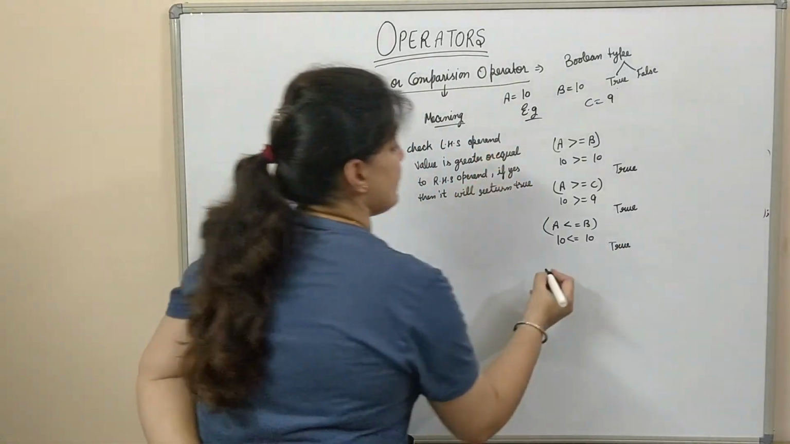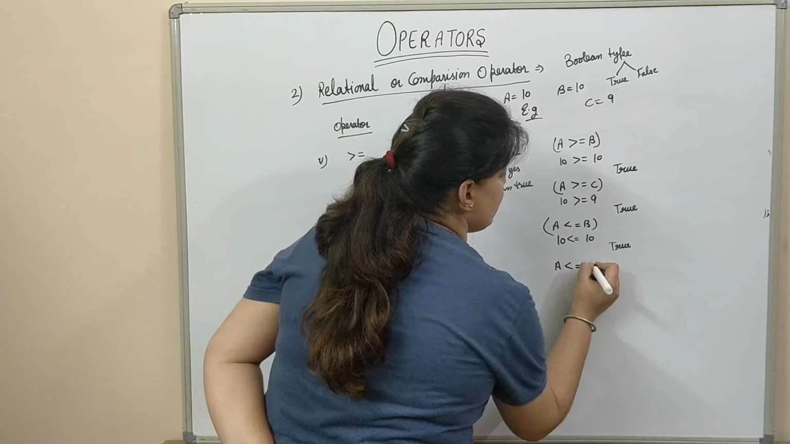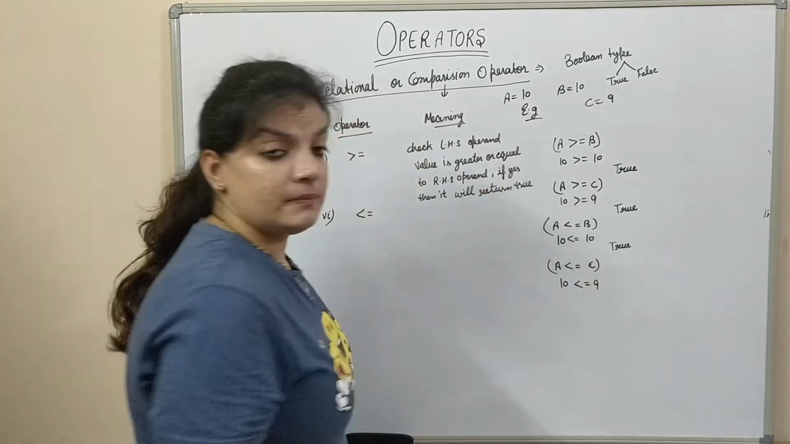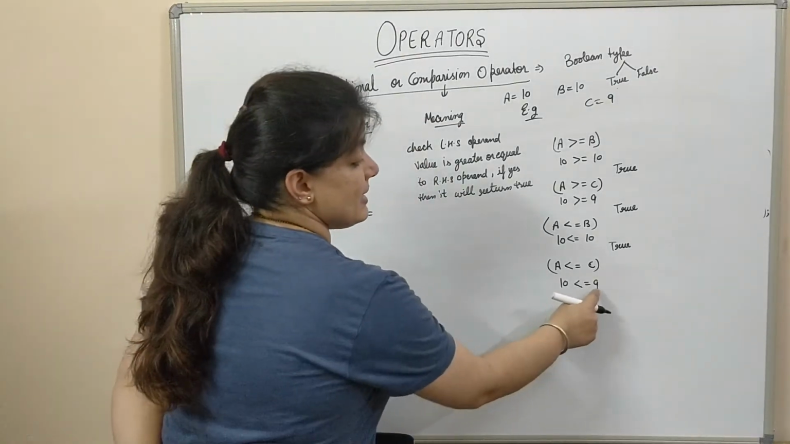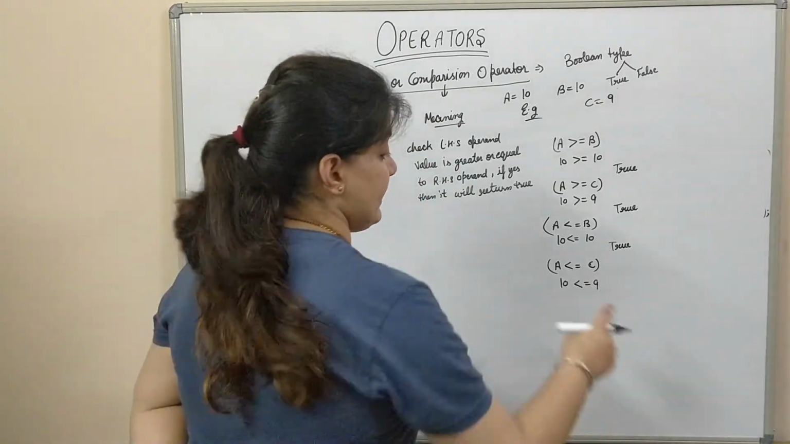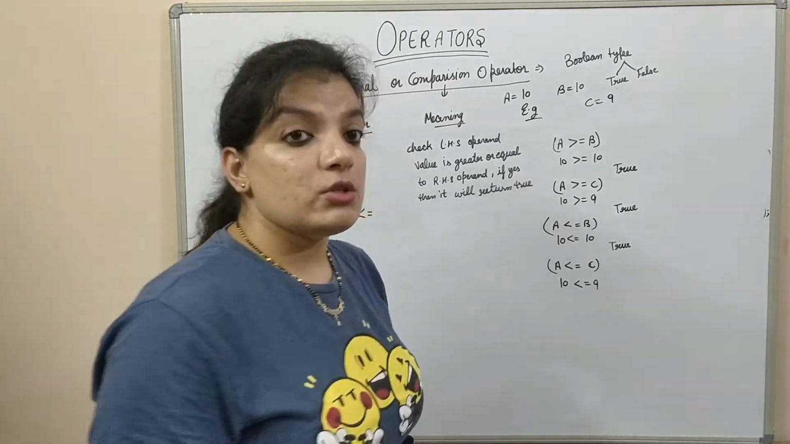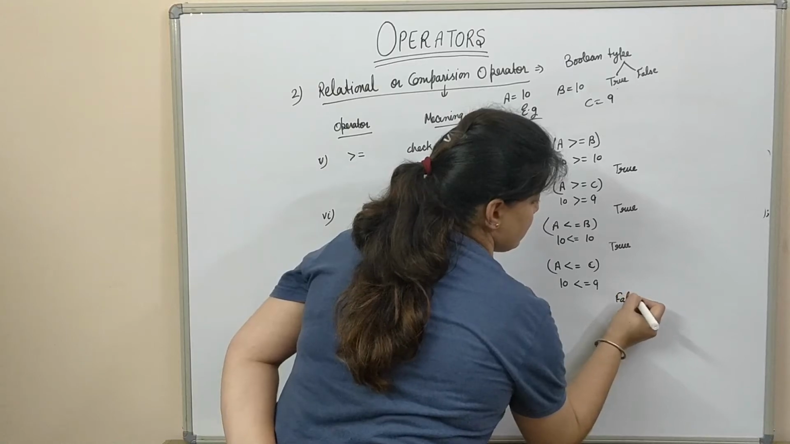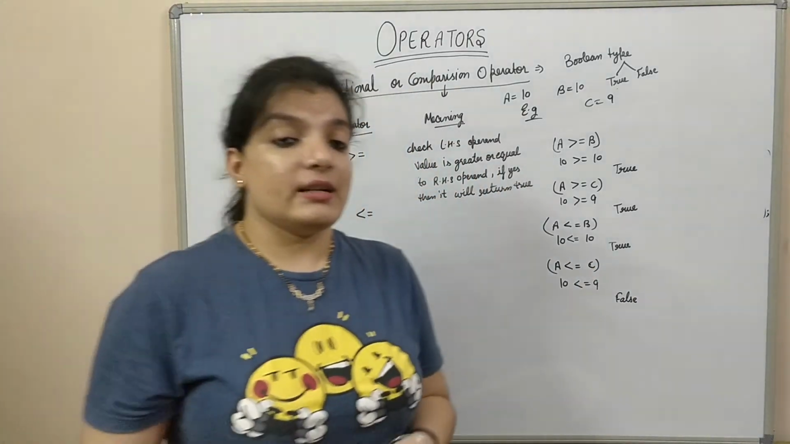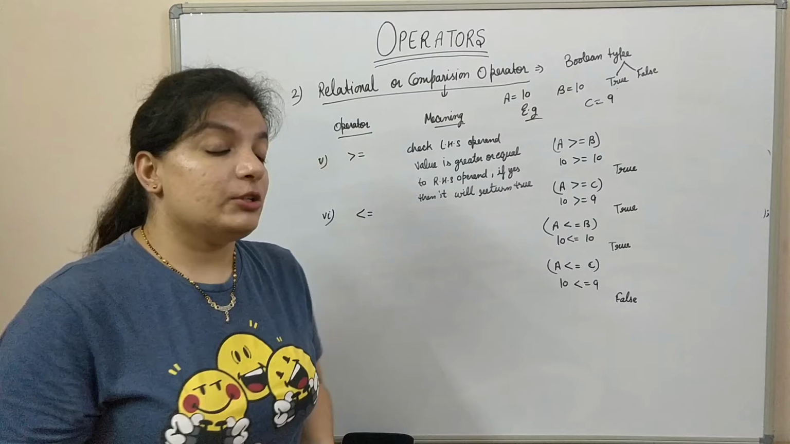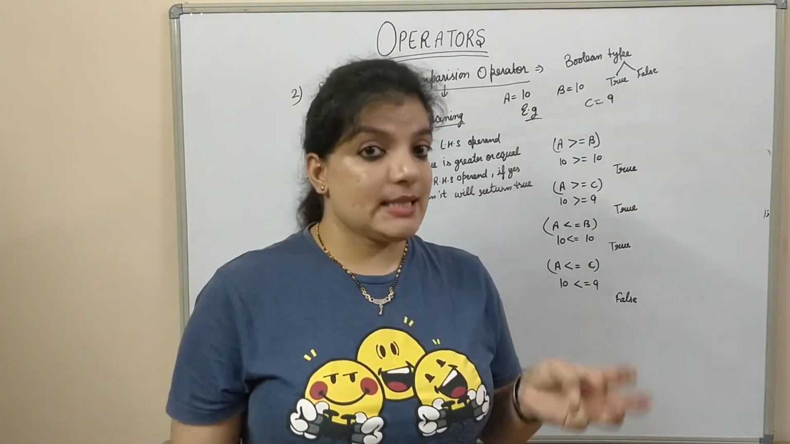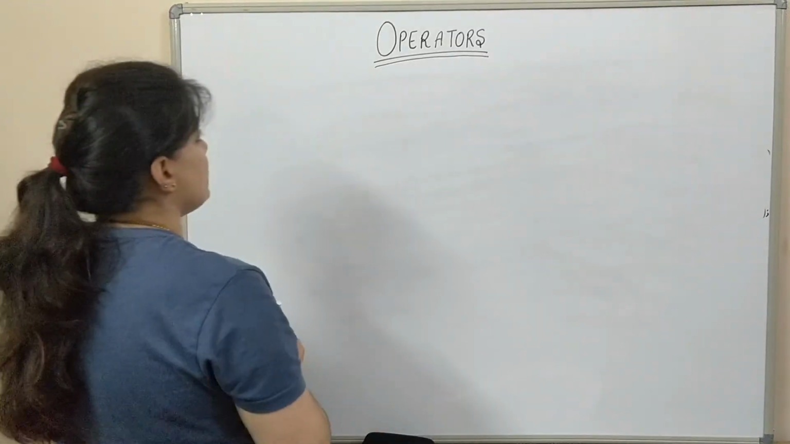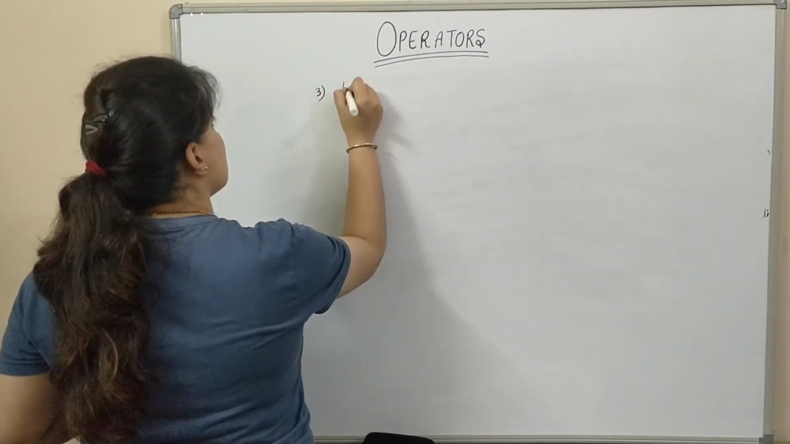Now taking another, A is less than or equal to C. So 10 is less than or equal to 9. Now check, 10 is less than 9? No. And 10 is equal to 9? No. So both of them are no, so the final result will be false. Okay. So these are all the relational operators that are used by all these three languages, that is C, Java and Python programming language. Next type of operator is logical operator.